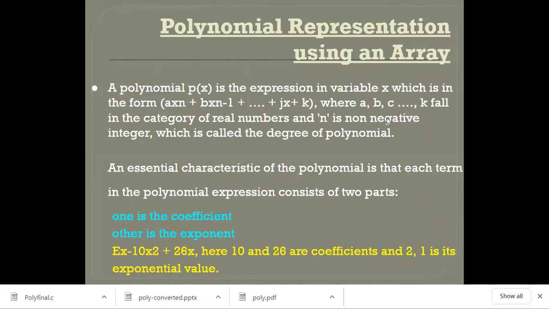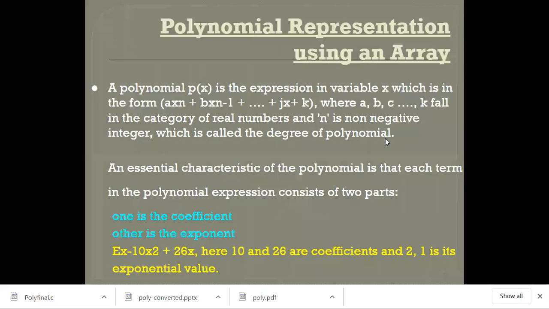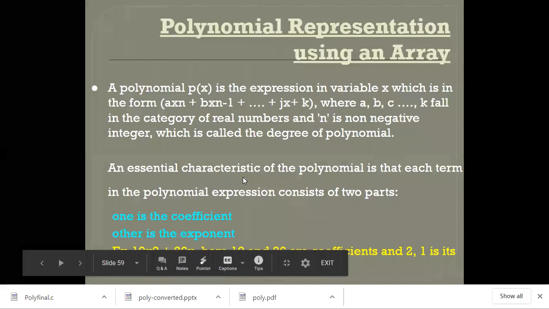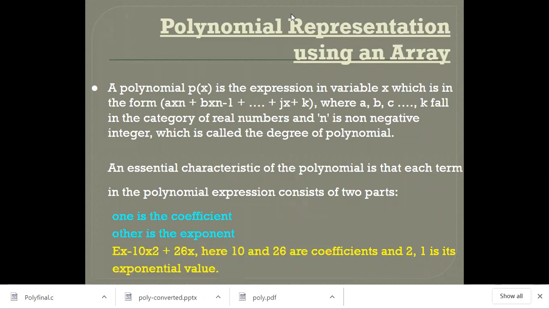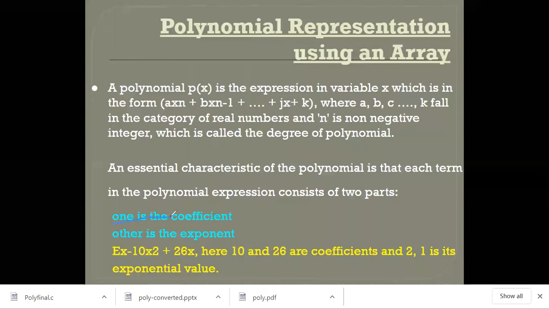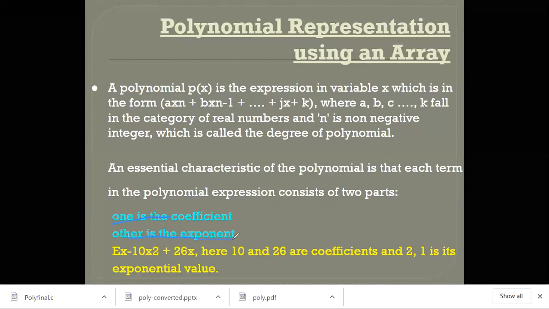So how are we going to represent a polynomial? The coefficients are in the category of real numbers and n is a non-negative integer, which is called the degree of the polynomial. There are two concepts: the degree of the polynomial, and there is one variable given, and the second one is the coefficient. What is the essential characteristic of a polynomial? There are two major concepts. One is the coefficient and the other is the exponent. This is a very important part when we are talking about polynomials. One is the coefficient and the second one is the exponent. This is very important.